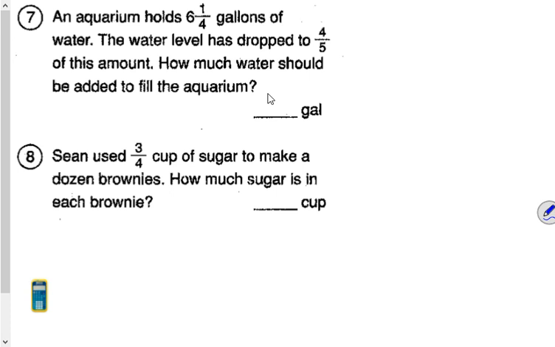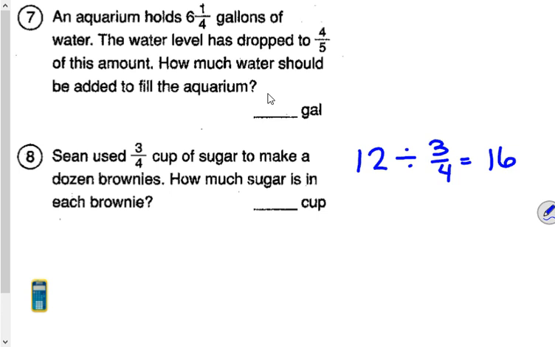All right, most people generally pick out that this is a division problem. It is. It says Sean used 3/4 cup of sugar to make a dozen brownies. How much sugar is in each brownie? So it is a division problem. Where people sometimes get confused is in what division to do. People think, oh, I need to do 12 divided by 3/4. Well, if I did 12 divided by 3/4, I'm going to get 16.